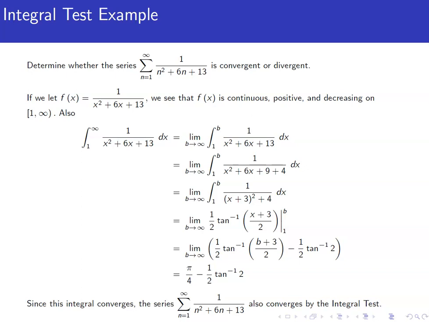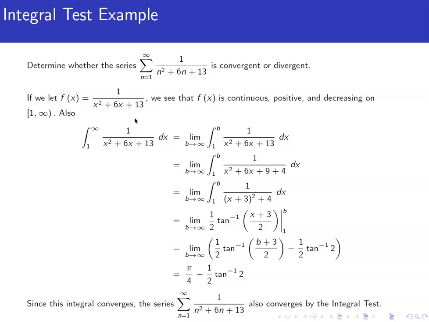So if we let f of x be 1 over x squared plus 6x plus 13, one of the things that we notice is that the denominator here is never 0. And we'll definitely see that here when we actually do the integral. But you can check, say, using the quadratic formula, that this has no real roots. So the function x squared plus 6x plus 13 never crosses the x-axis.